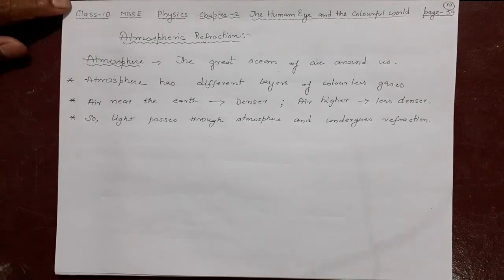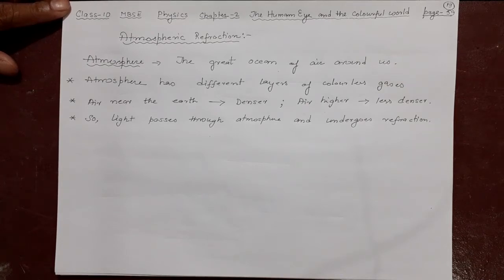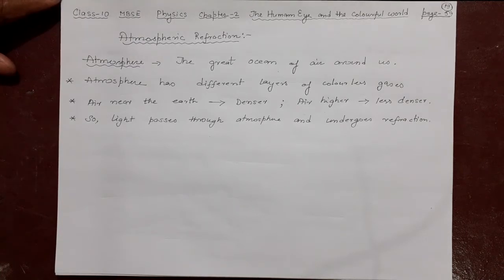This is class 10 MBSc Physics chapter 2, the human eye and the colorful world. We have finished most of the things. Now we are at the end. This is atmospheric refraction. We are studying some physical applications of what we have done till now. In the atmosphere, how the refraction of light happens, let's try to understand.